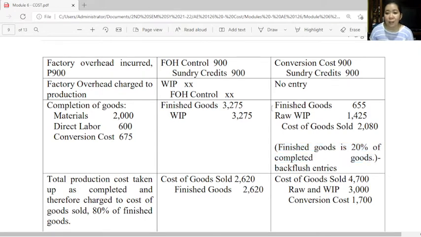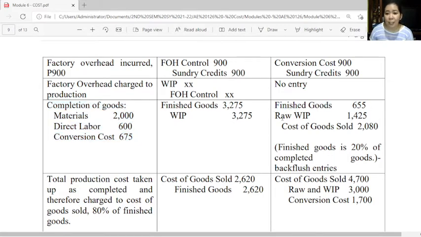So that's why this finished goods of 655 is 20% of the finished goods of 3,275. This is the sum of the completed goods right here, which is composed of materials of 2,000, direct labor of 600, and conversion cost of 625. So this is 20%.